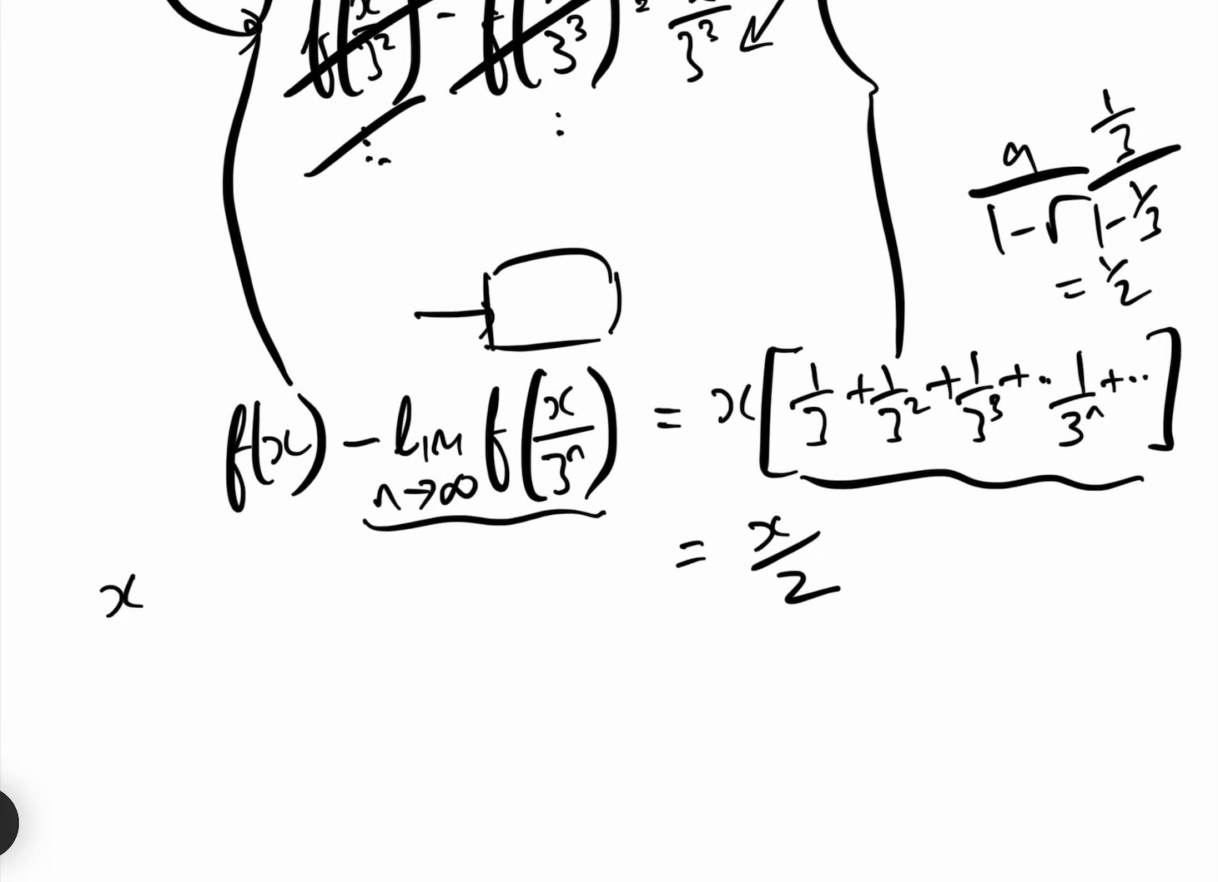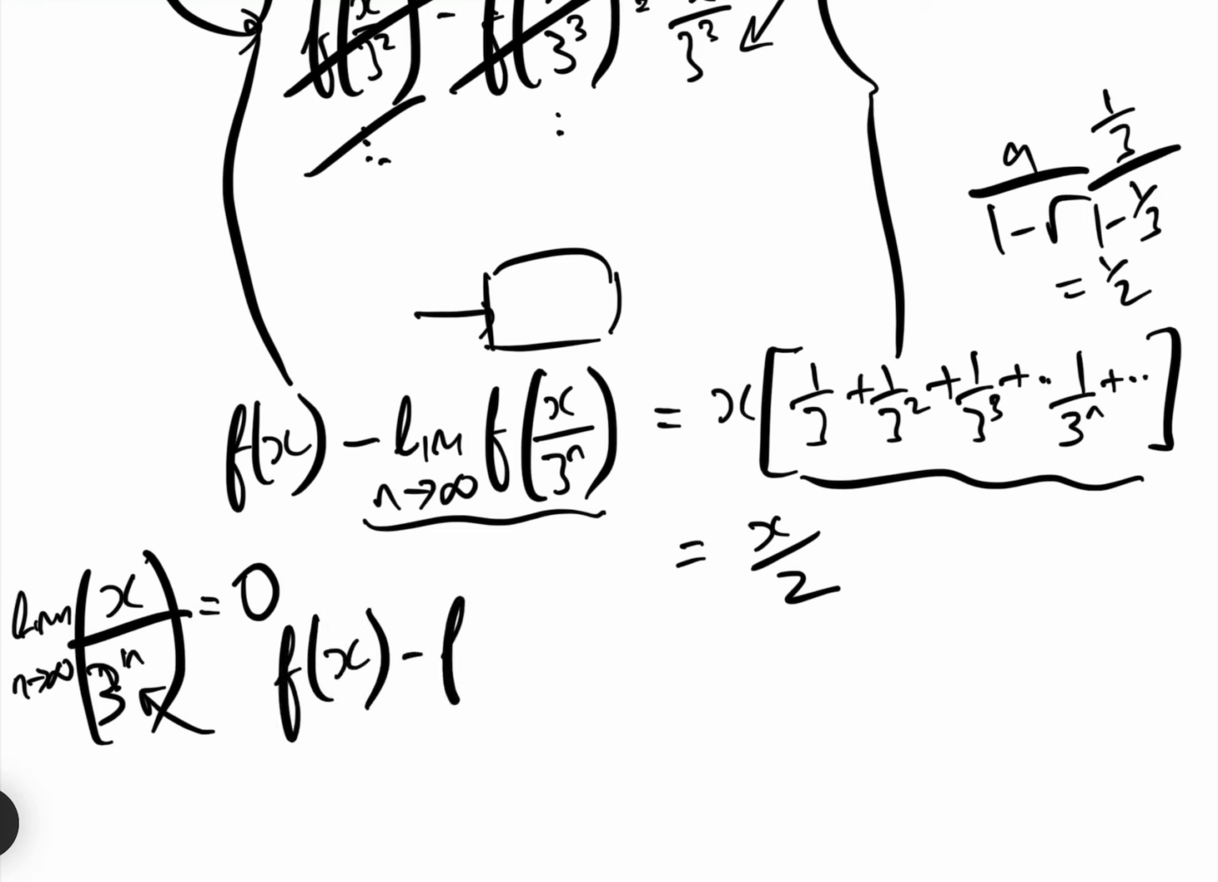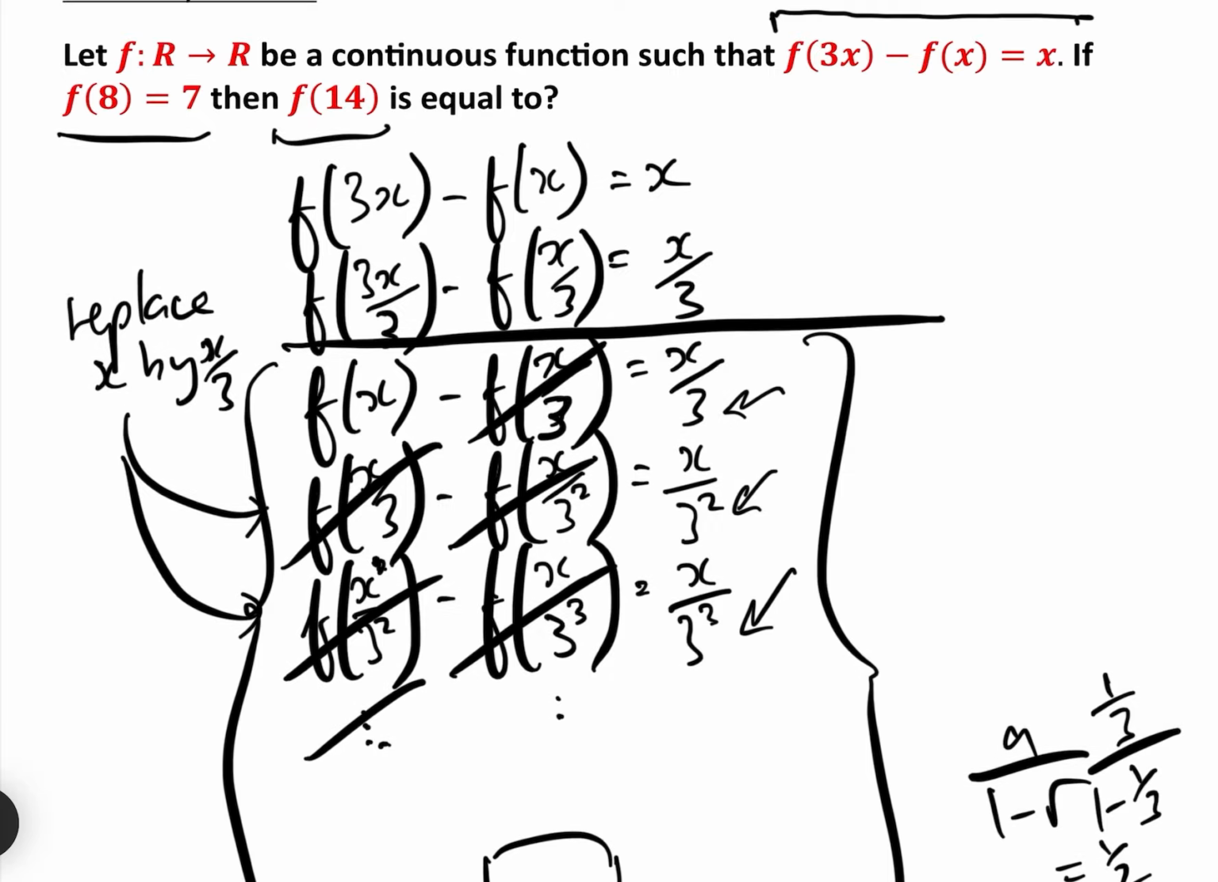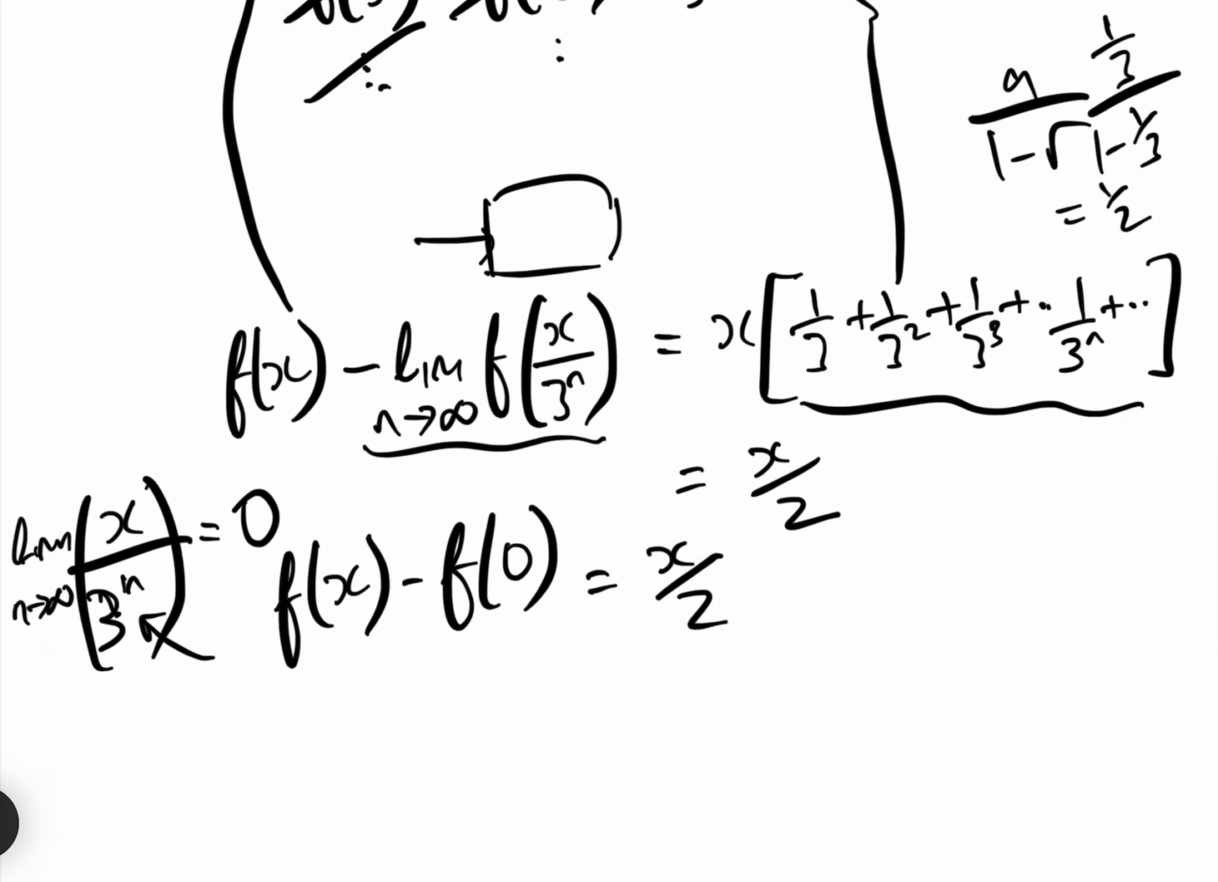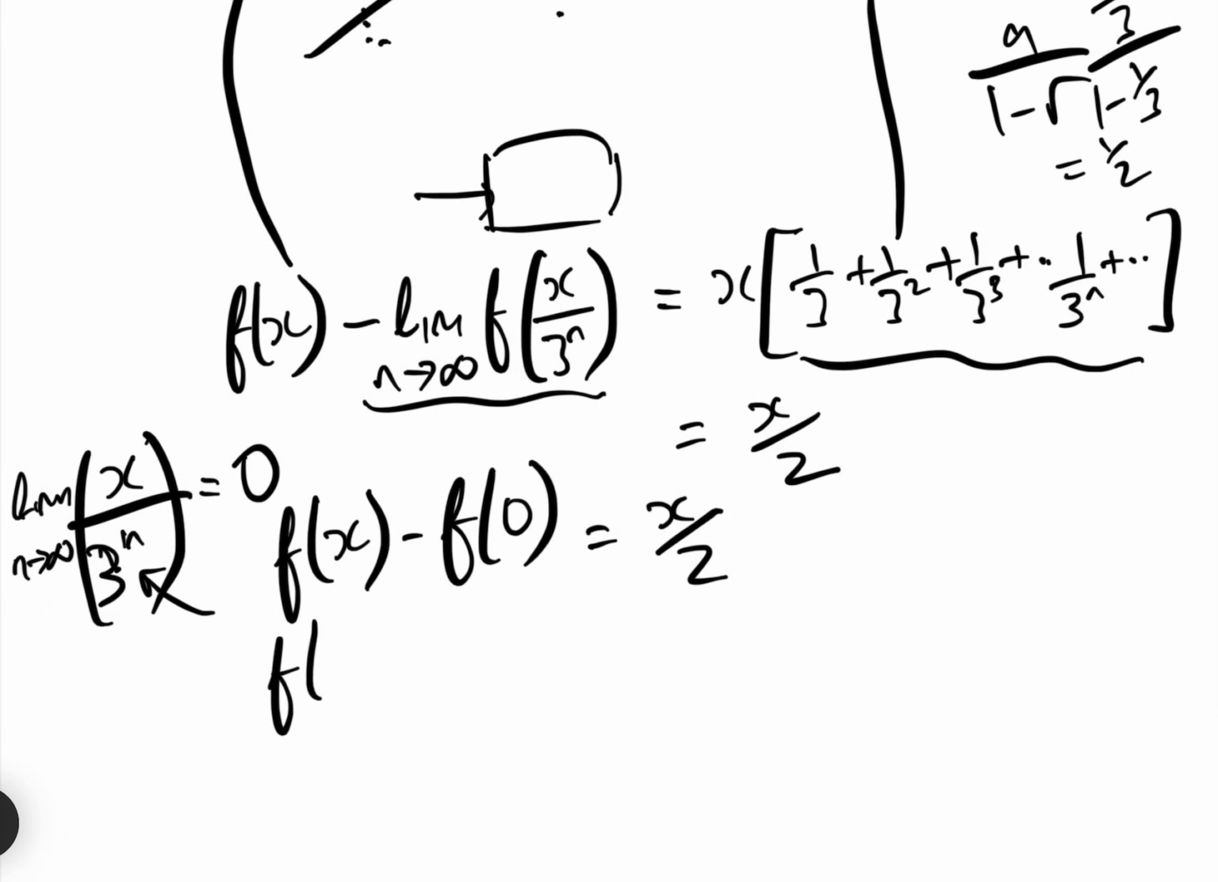And let's just have a look at this thing. Well, x over 3 to the power of n, the limit as n approaches infinity, clearly is going to be 0, because this is going to get smaller and smaller regardless of what x is. So we will end up with f of x minus f of 0 equals x over 2. Now, we are also given in the question that f of 8 equals 7. So what we want to do now is stick 8 in. So we get f of 8 minus f of 0 equals 4.